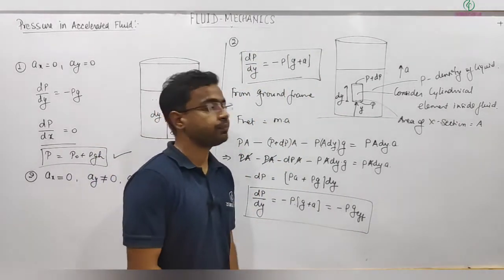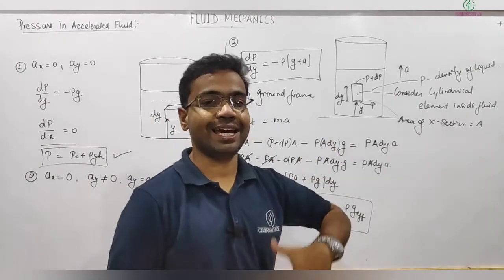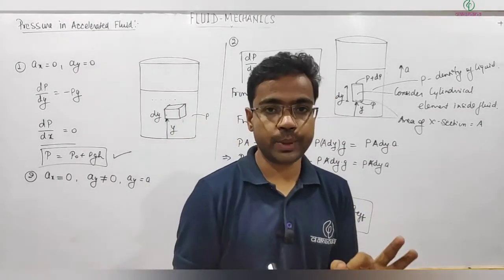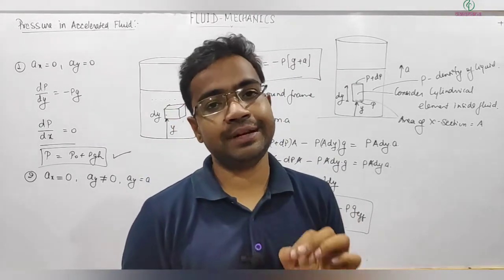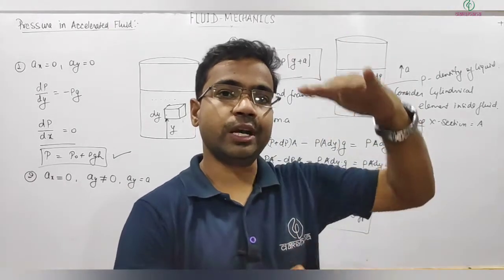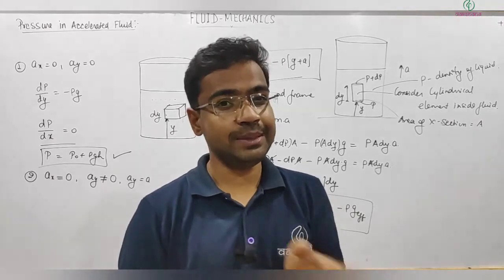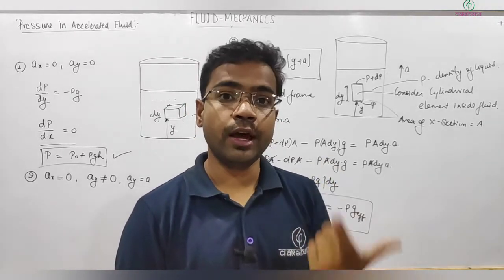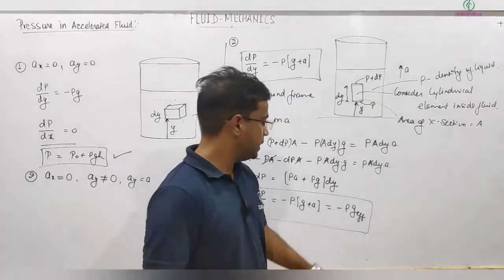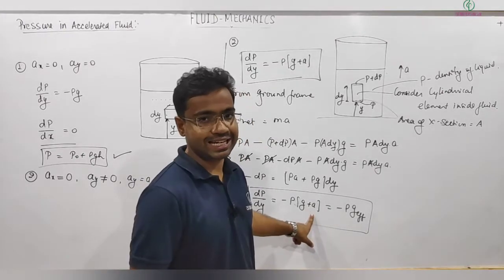So if a container has some fluid filled in it and it's accelerating, it can be upward or downward. If it is accelerating upward, then you must be remembering that g effective becomes g plus A. If the system is accelerating downward, maybe your lift elevator is accelerating downward, then effective g becomes g minus A, where A is the acceleration of the lift or elevator. Here I am considering the situation where it is accelerating upward. In that case, even by derivation we get g effective is equal to g plus A, correct?